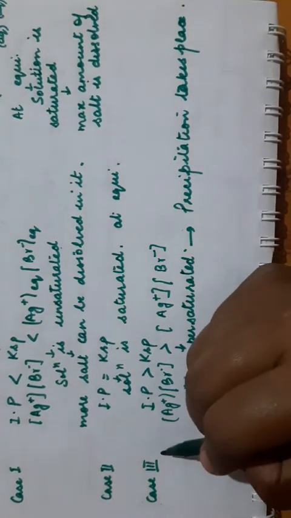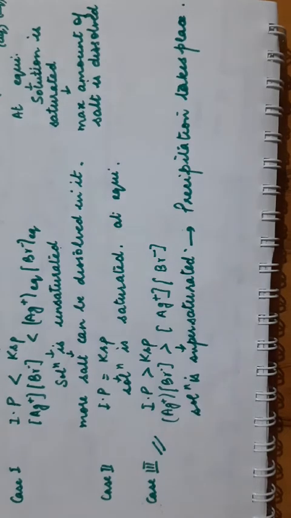This is the main thing that will be used in solving the numericals. In the question, concentrations are given. You are asked whether the salt will precipitate or not. For finding whether the salt will precipitate, you have to find the ionic product and compare it with the solubility product. If ionic product is greater than solubility product, then precipitation will take place.